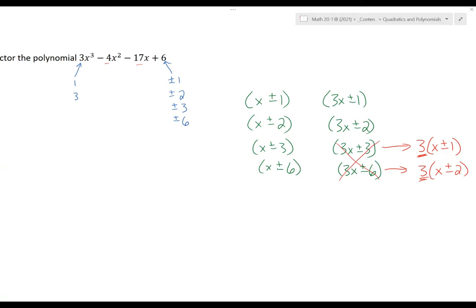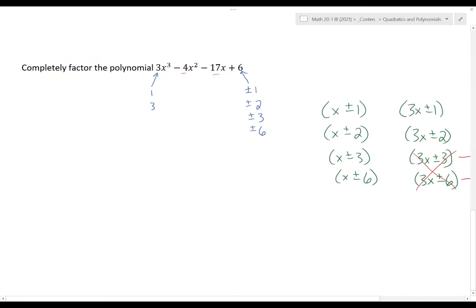So if I try to divide by all 12 of those and none of them work, then this polynomial is unfactorable. Now I have a couple of possibilities if it is factorable. Maybe there's one linear factor, and then when I divide that out, I get a quadratic that can't be factored any further. Or maybe I do have 3 linear factors.